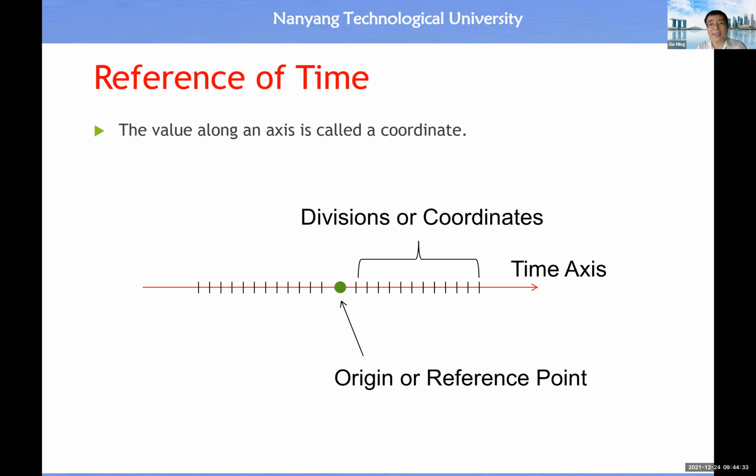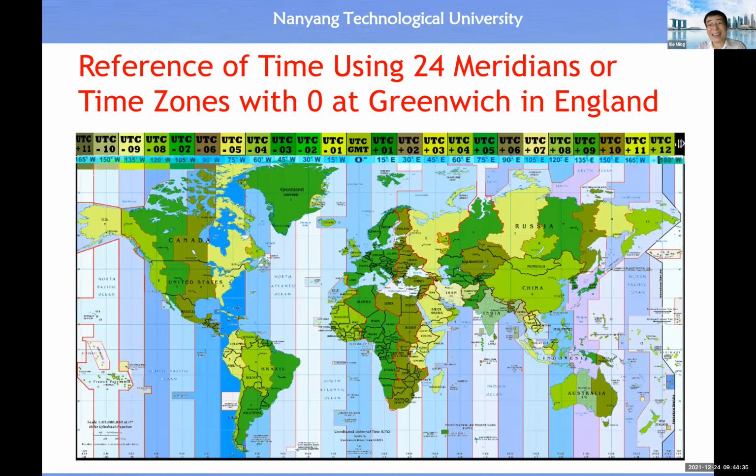All right, and for our daily life, so you understand, we have an international standard for the reference of our time, which makes use of 24 divisions. So it means we have an absolute reference with absolute zero time. And on top of that, we have a relative reference, 24 relative references. For example, Singapore time zone, okay? So we call them a time zone.